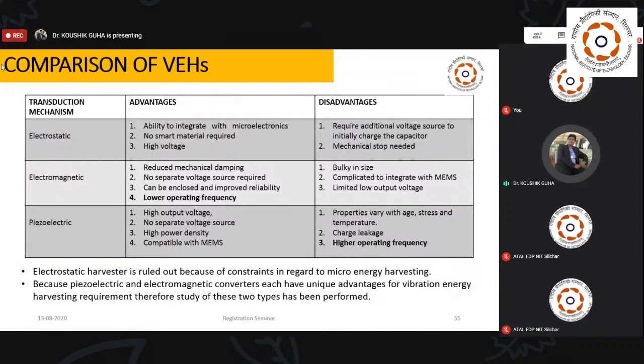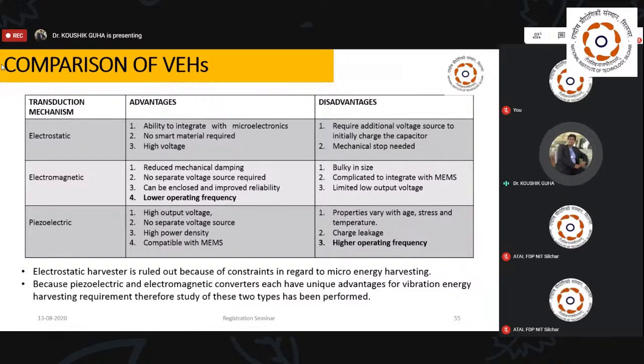But if you talk about the piezoelectric, it has a good advantage in the high output voltage it can generate. It also requires no separate voltage source. It can generate high power density. It is very compatible with MEMS technology. But similarly, the disadvantage is that it takes a higher operating frequency. That is one of the major drawbacks of the piezoelectric energy harvester, that it always operates at high operating frequency.